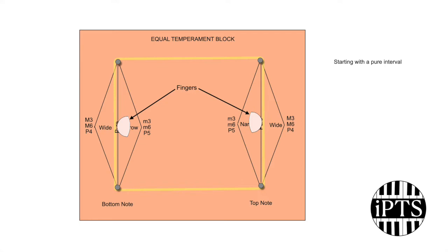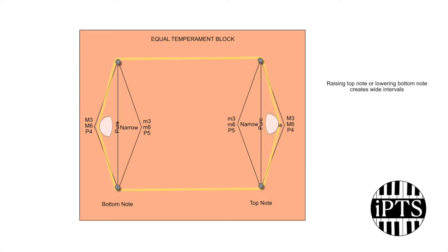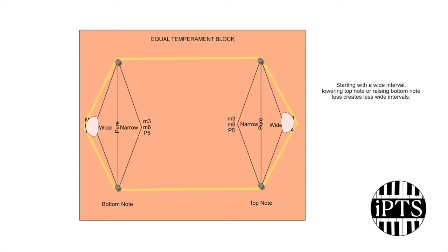So if you start with a pure interval like we have here, and you raise the top note or lower the bottom note, then you end up with wide intervals, which the major third, major sixth, and perfect fourth are in equal temperament. But even more interesting, if you raise the top note or lower the bottom note more when you have a wide interval, it just makes the intervals wider. And if you start with a wide interval and then you lower the top note or raise the bottom note, you just get a less wide interval.